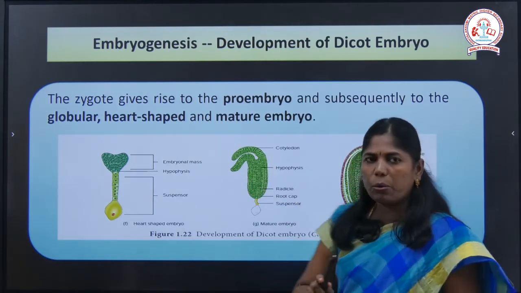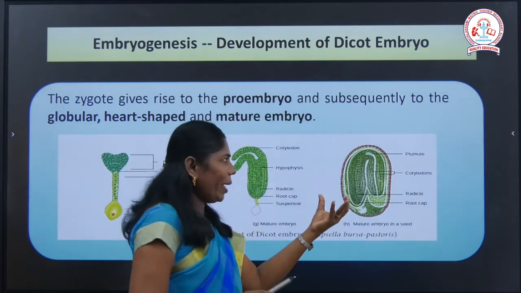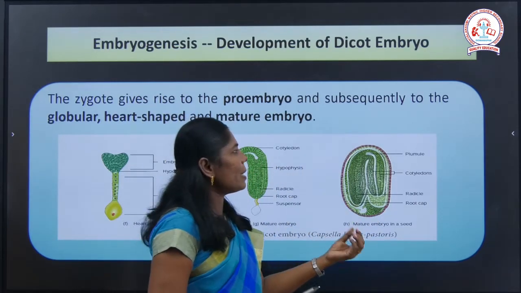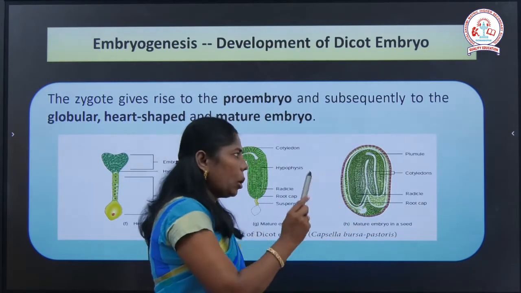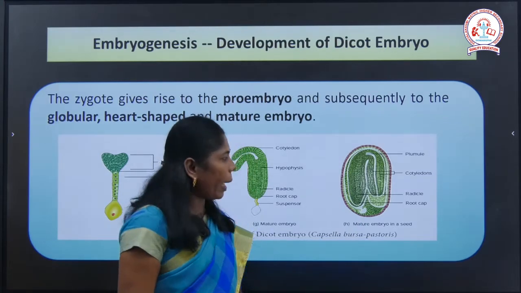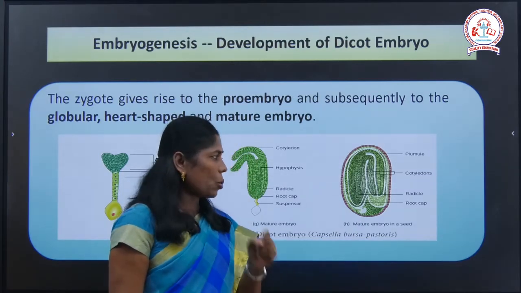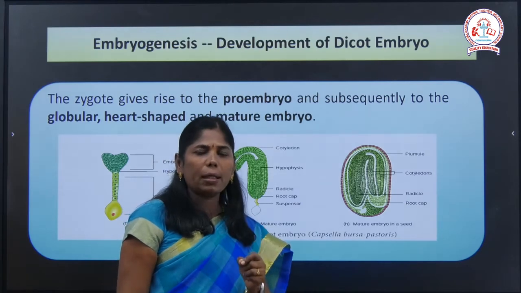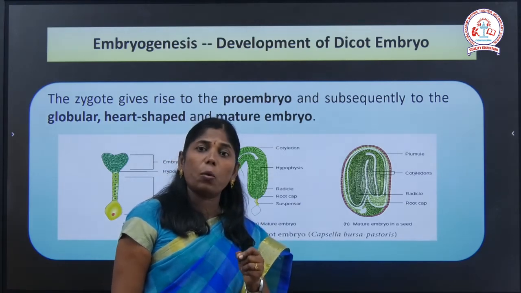And finally we have to get the entire embryo. In this entire embryo, we can see the plumule, radicle, cotyledons, okay, and root cap is present. Okay, root cap actually, so the coleorhiza and coleoptile are present in the monocot embryo.